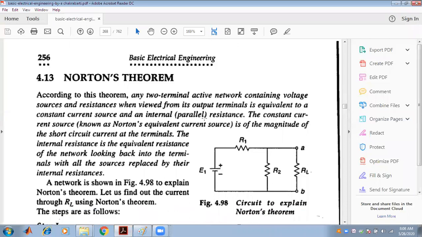Norton's theorem states that any two-terminal active network containing voltage sources and resistance, when viewed from its output terminals, is equivalent to a constant current source and an internal parallel resistance. The constant current source, known as Norton's equivalent current source, is of the magnitude of the short circuit current at the terminals. The internal resistance is the equivalent resistance of the network looking back into the terminals, with all the sources replaced by their internal resistance.